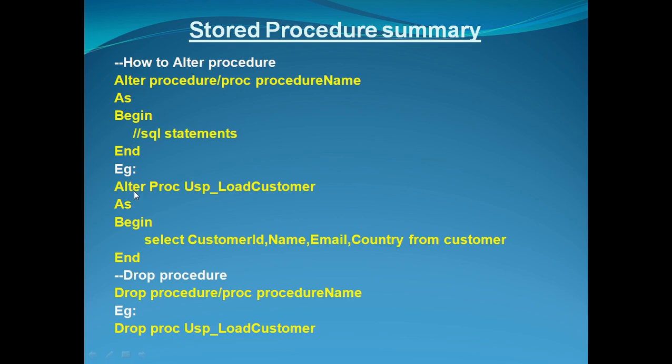Just an example, previously we were using SELECT star FROM customer, right? Then we are altering this procedure with the proper column names: customer ID, comma, name, comma, email, comma, country. Okay, and we can just alter this procedure. And how to drop a procedure? Here we can use DROP PROCEDURE procedure name. Okay, DROP PROCEDURE usp_LoadCustomer.